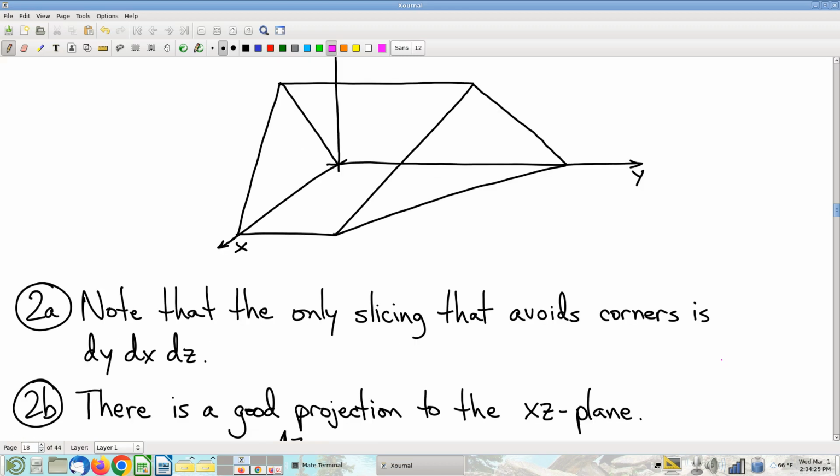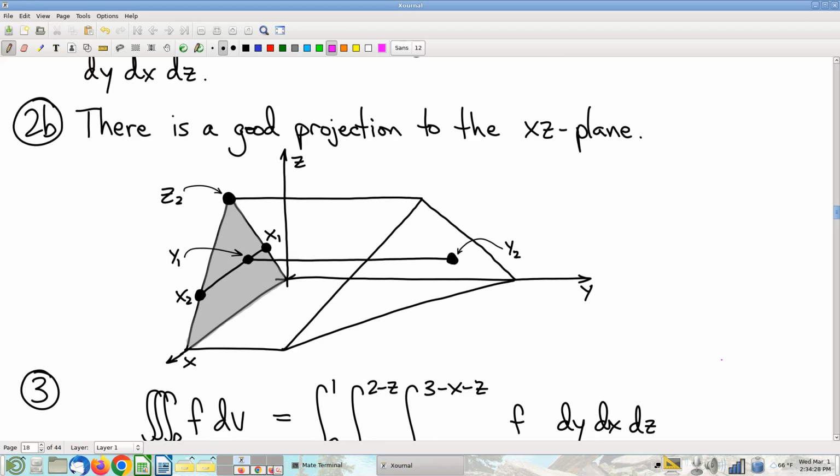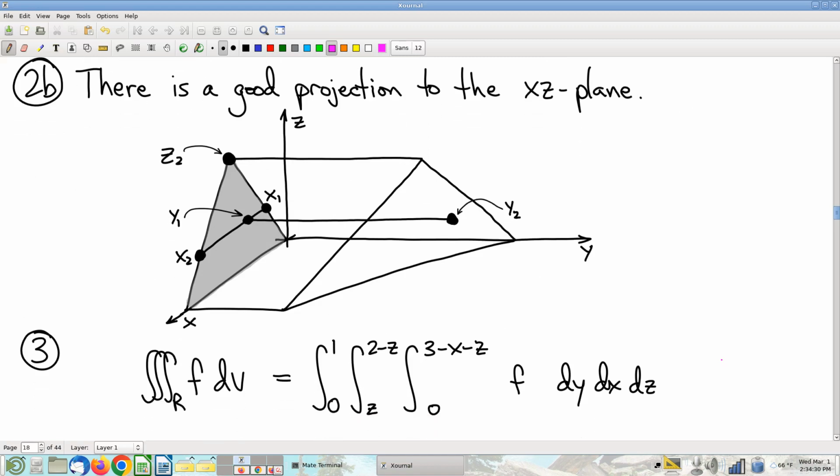Here's the easier way to argue this, though, I think. And that is, there's a nice projection available. Specifically, if you look at the projection into the XZ plane, the projection is just a triangle. I like triangles.